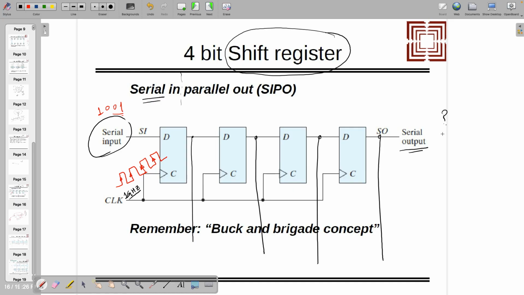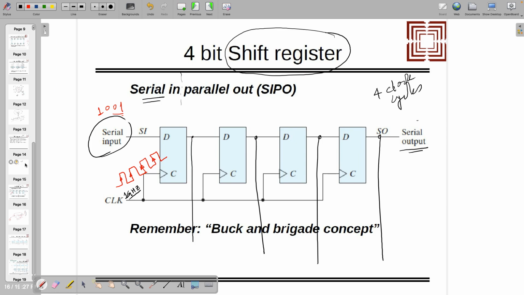4 microseconds. Sorry, 4 nanoseconds. Why 4 nanoseconds? 250 megahertz? No, time, not 250. Okay, so after 4 nanoseconds you can see the output, right? Even if you want to see the parallel output, you need to see it only after 4 clock cycles, right? So you have to wait for 4 clock cycles.